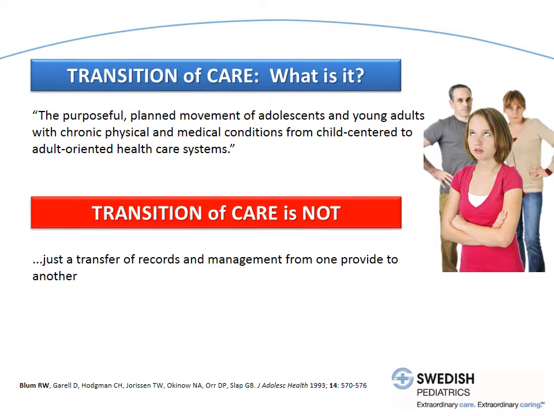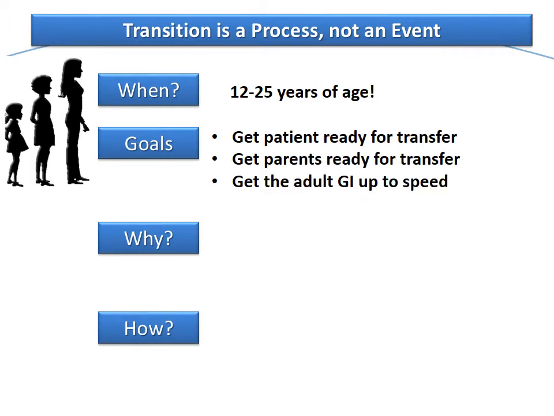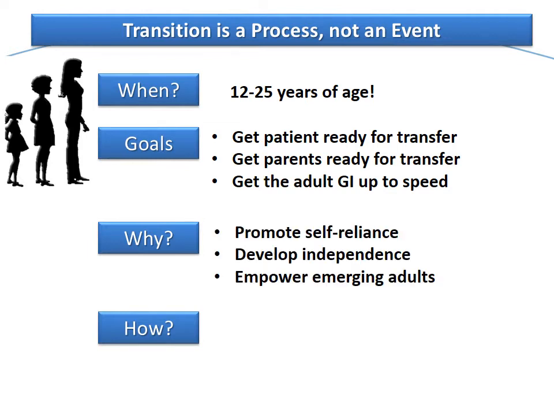Transition of care is not just a transfer of records and management from one provider to another. It's a process. It's not an event. So we tend to think about transition as really a long period of time, potentially beginning as early as age 12. Really, from a 30,000 foot view, the major goals are to get the patient ready for transfer, to get the parents ready for transfer, and to get the adult GI provider up to speed. We're going to get into some more detail on that in a second.